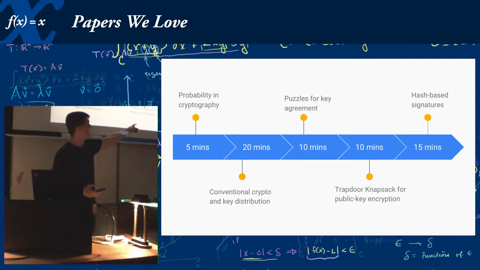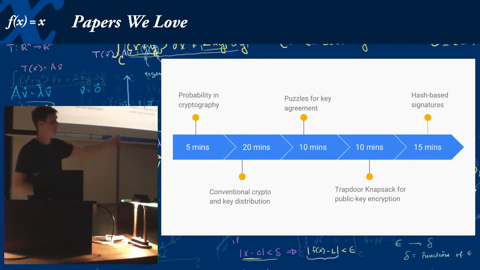The trapdoor knapsack method of public key encryption. So if you ever used RSA, where you have a public key and you can encrypt something to a person, that's different from key agreement, where we both end up with the same key, or we both agree on the same key, but we don't really get to pick what the key is. Trapdoor knapsack lets you actually encrypt something specific to another person.